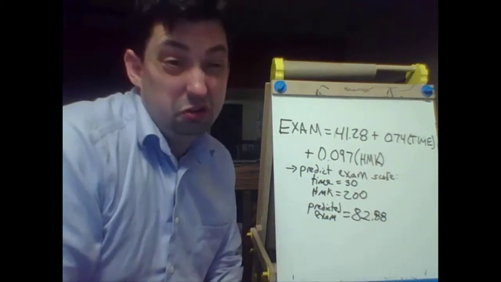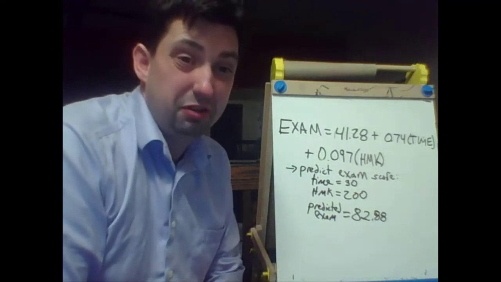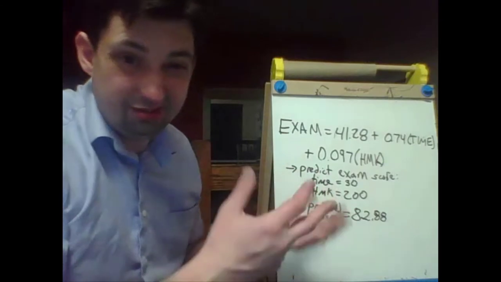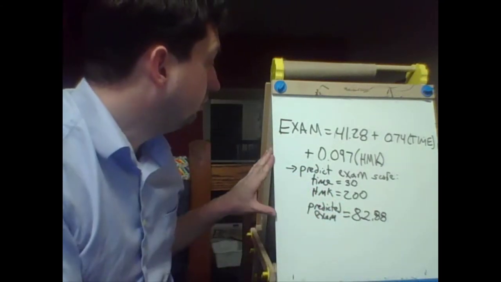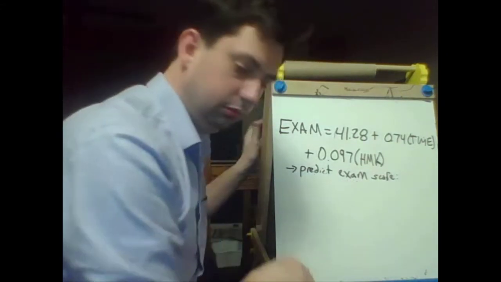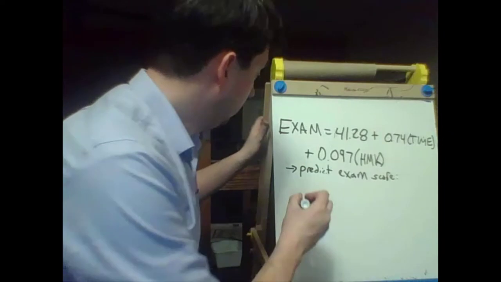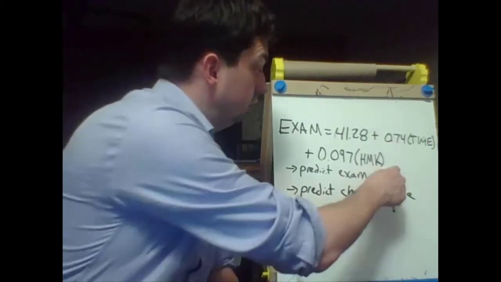I guess I can also use it to detect cheating, at least suspicious cheating. That would be a pessimistic way to think about this analysis. All right. So that's one: you can predict a score. The other one we talked about: you can predict a change in score.